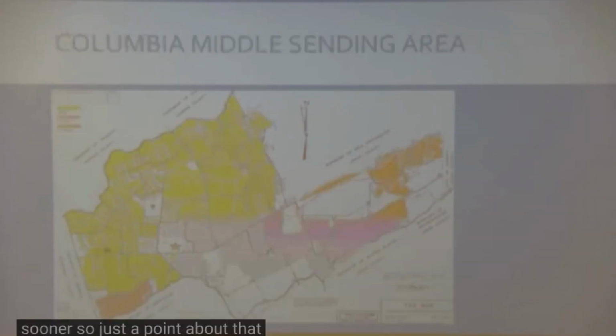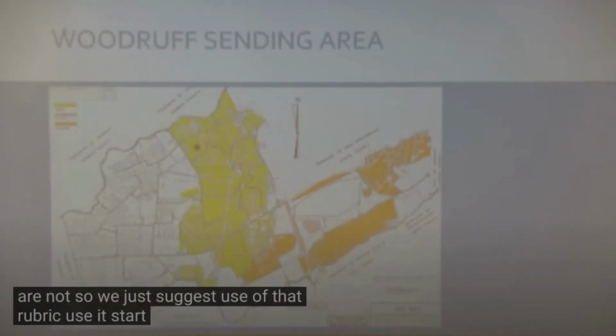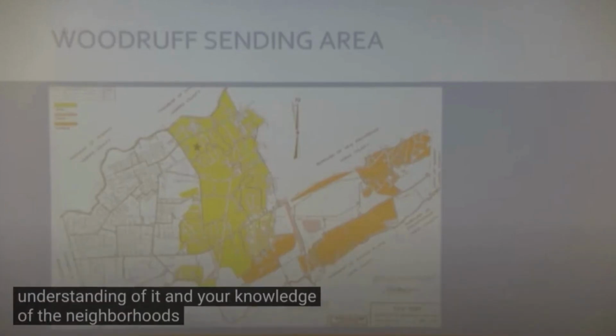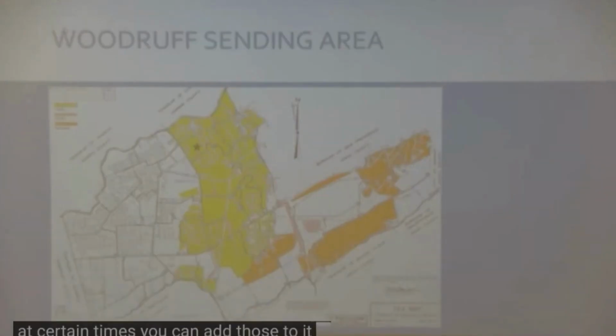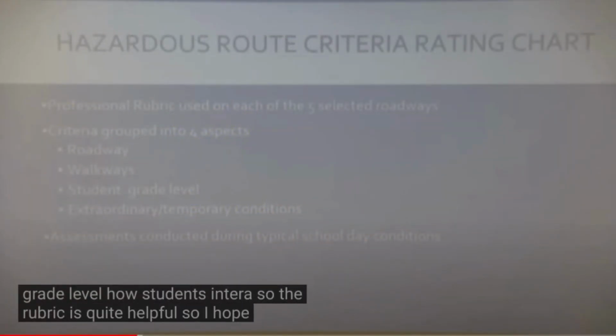As we move on, I'd suggest use of that rubric. Use it, start with it. You can always add to it, certainly your own understanding of it and your knowledge of the neighborhoods and the way people come and where the light comes through at certain times. You can add those to it. We didn't look at them without a baseline of a rubric, which is how students interact. So the rubric is quite helpful. I hope you'll use it going forward.